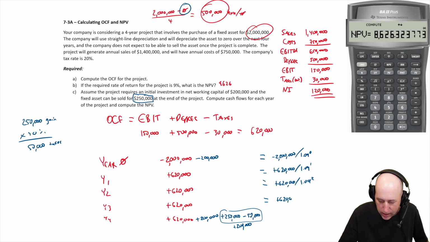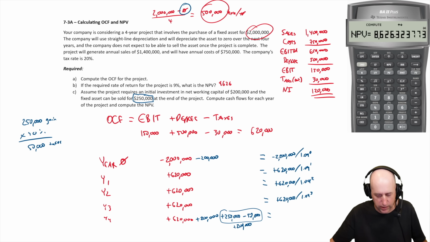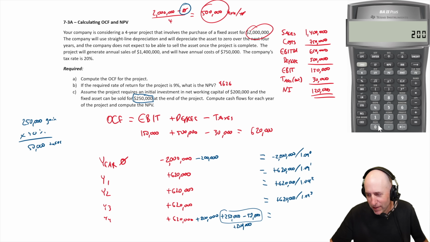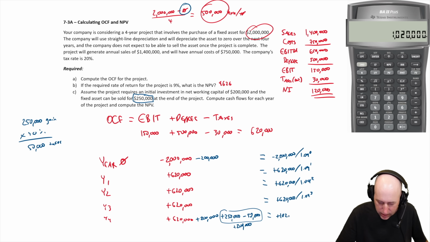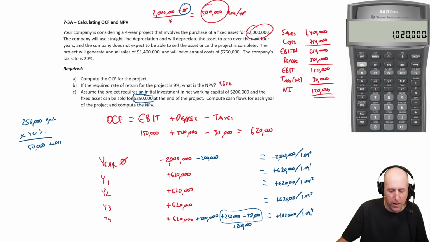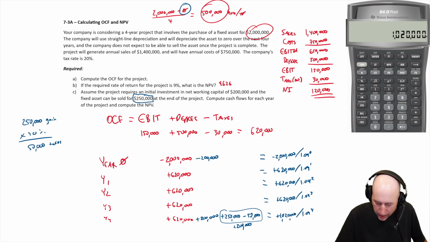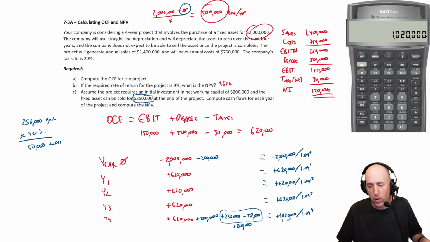620 up at the end of year 3, 1.09 to the 3rd power. And I'm going to have to use a calculator here. 620, clear. 620 plus 200 plus 200. Actually, I could do that in my head, but we're here now. So plus 200 is 1020, divided by 1.09 to the fourth power. Okay, so there we have it. Now we just need to run those numbers.